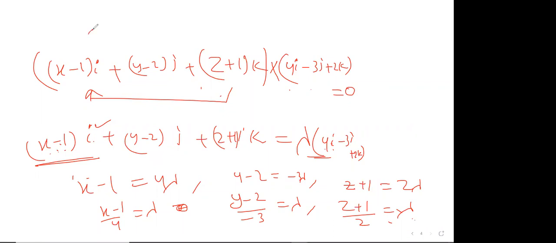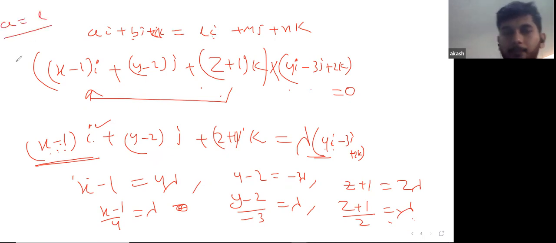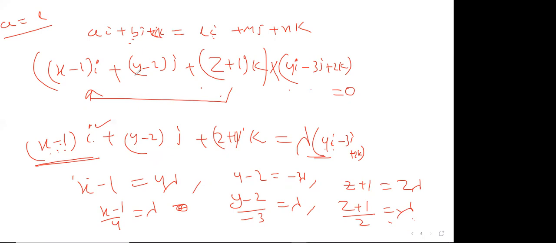If ai plus bj plus ck equals li plus mj plus nk, if two vectors are given like this, that means the coefficient of i here, a, must equal l, right? If two vectors are equal like this. Yes, sir, that is what I did here.